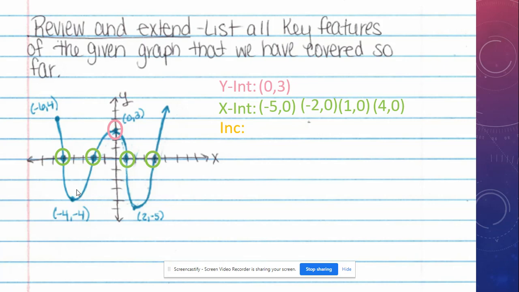The next thing we talked about was the increasing and decreasing intervals. Increasing intervals is where your graph has a positive slope. That first section would be [-4, 0]. How did I get that? So you're looking at the x values. So it has a positive slope, or the graph is going up from -4 to 0. And they are square brackets because there are solid dots there.